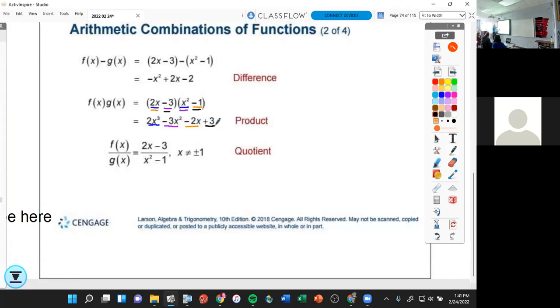x squared minus 1 factors, right? Factors into x plus 1 times x minus 1. So the two values of x that would make the denominator 0 would be -1 and +1. So that's why we're making the statement here. So here it is. This is f of x divided by g of x, but x cannot be plus or minus 1. That is part of the answer, and it's very important.